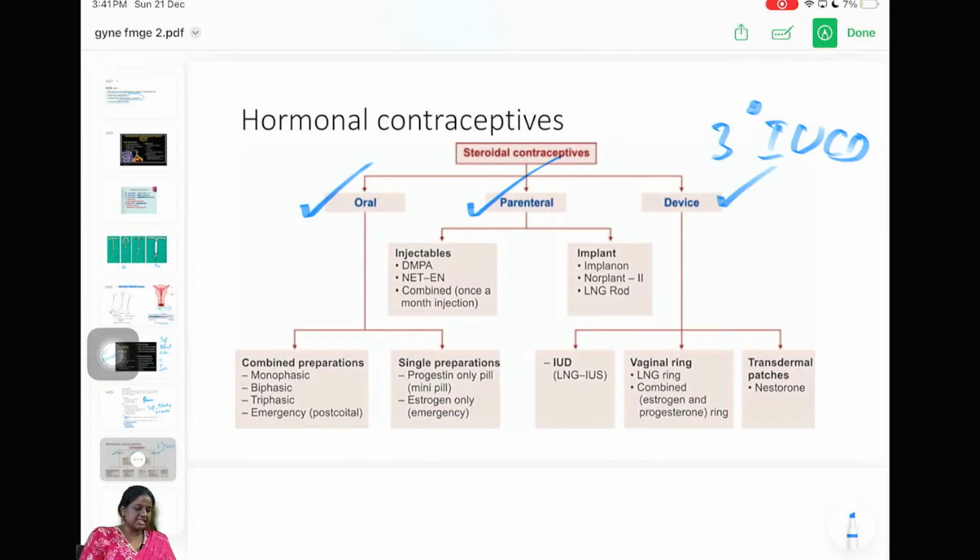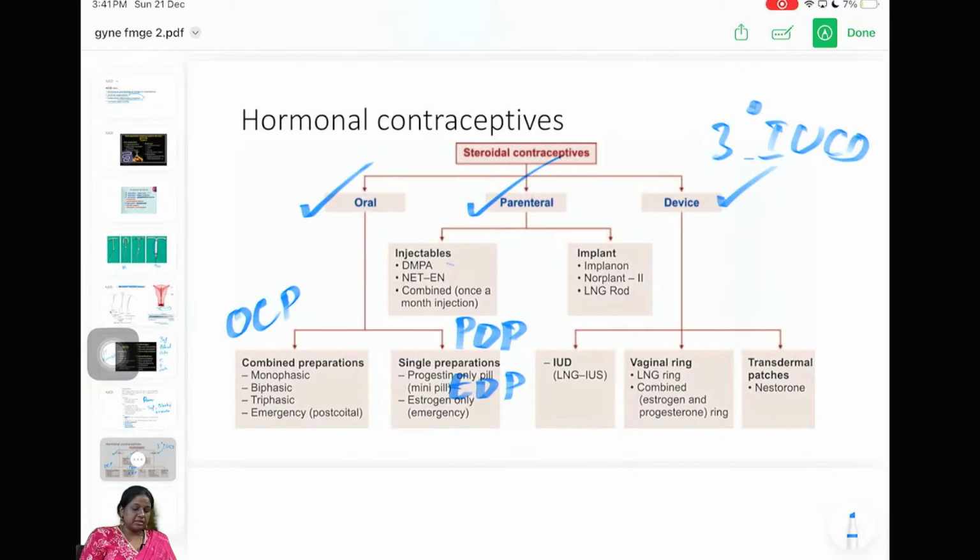So hormonal contraceptives are oral. Oral is what we all know, that is the combined preparation, OCPs, oral contraceptive pills. And then there is the single preparation, that is progesterone only pills, POPs, or estrogen only pills. This is oral. Whereas parenteral can be either injectable or implant. Injectable means you give it every month or every 3 months. Implants means you just implant it beneath the skin so that it constantly releases the hormone.